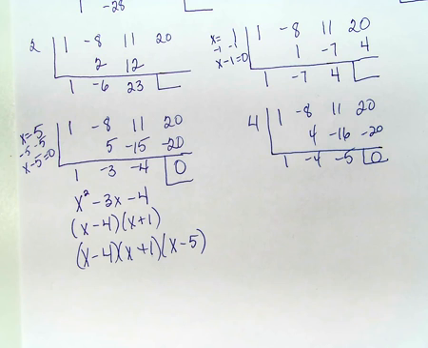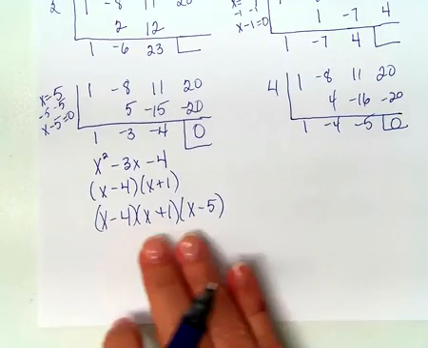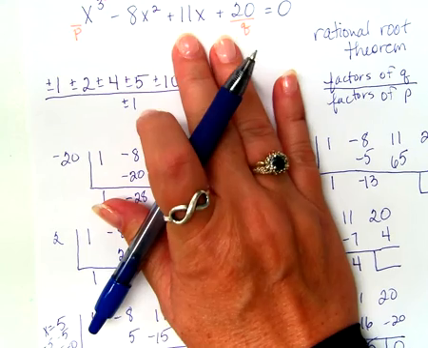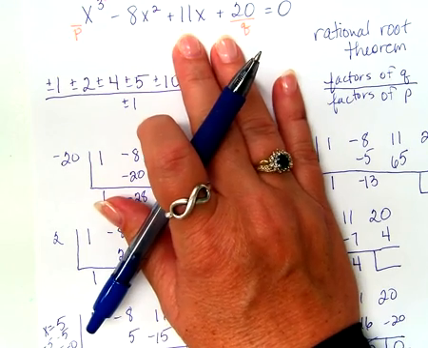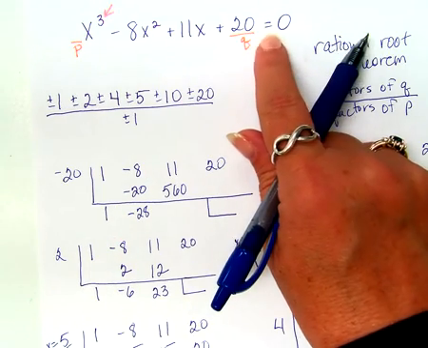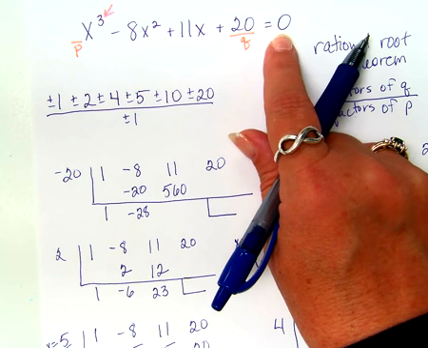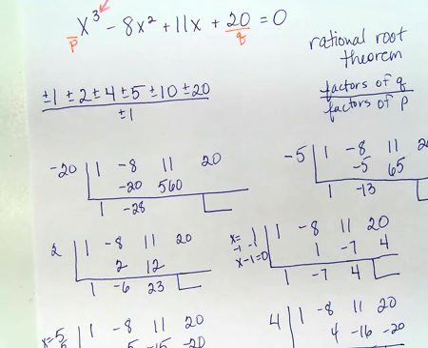So now it becomes semantics. It becomes what words are you asked? Well, if your directions are factor, we're done. Those are the factors of this original problem. But how is this problem written? Equals 0. So what do you think my instructions are? Solve. Solve for x. Okay?